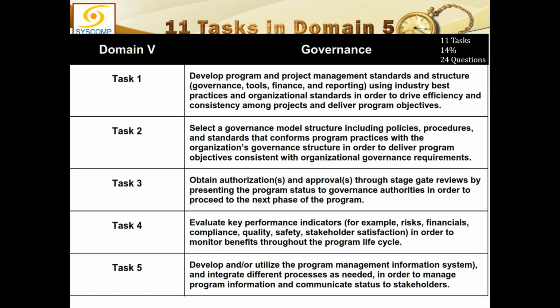Task number 3 is obtain authorizations and approvals through stage gate reviews by presenting the program status to governance authorities in order to proceed to the next phase of the program. So the stage gate or phase gate reviews is basically facilitated by the governance. Governance requires certain KPIs to measure how much have you done, how well you are performing. So that can only be defined if you have these stage gate reviews.